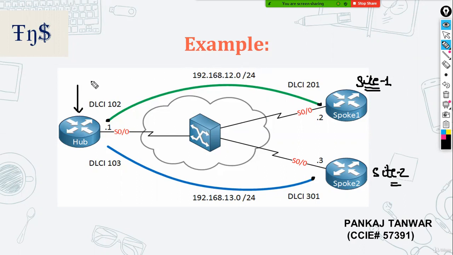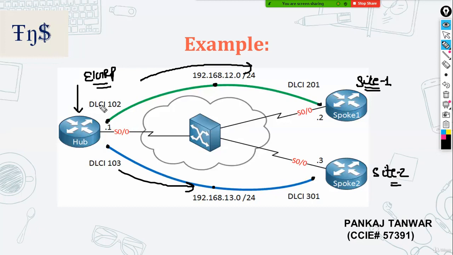Now it's your job to run any dynamic protocol to exchange the routes. Let's say this is my hub location, and we are running EIGRP between my hub location and my remote locations. They used to provide just the connectivity between your different sites, and their job is done. Now it's your responsibility to configure your devices, put in the routing protocol, and exchange the information.